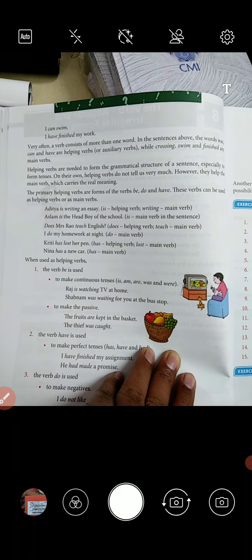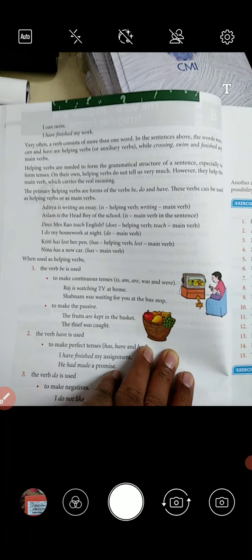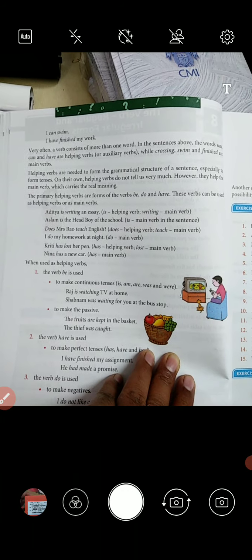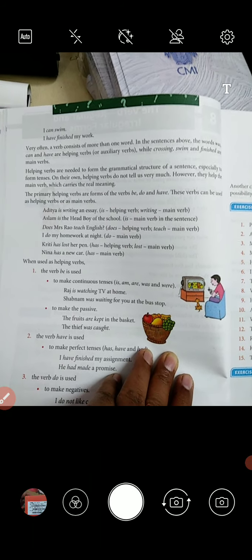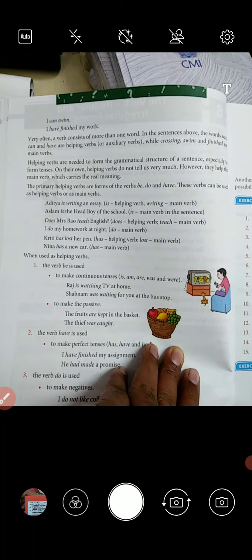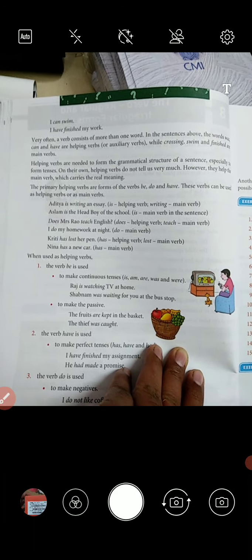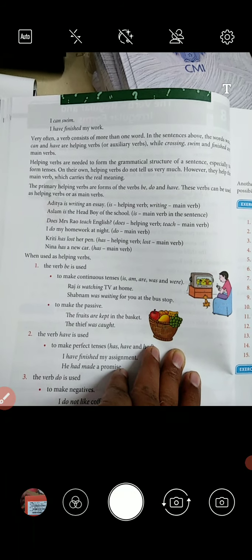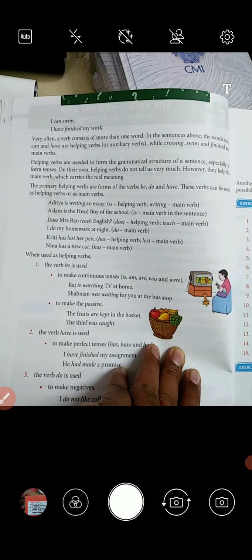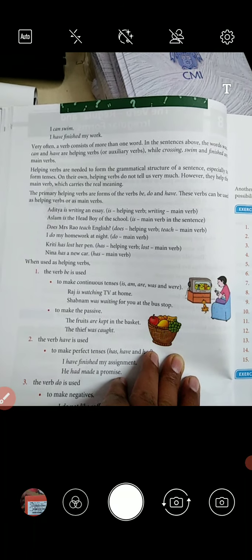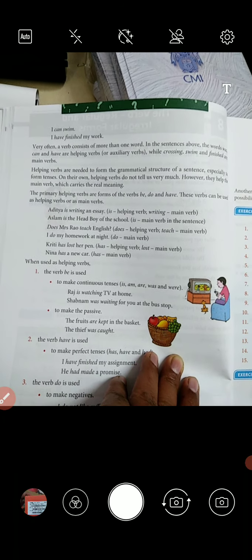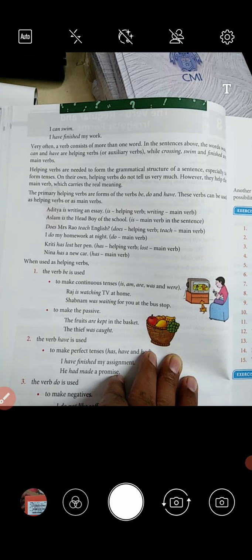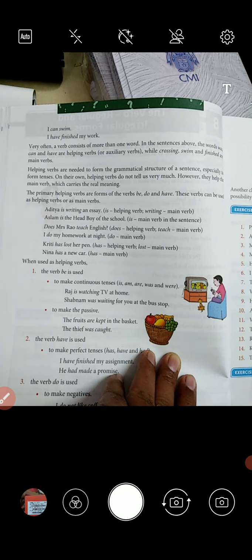Now look at these sentences. Aditya is writing an essay. So in this sentence, what is the action he is doing? He is writing. So writing is the main verb. And we have another word, is. So is is the helping verb. Now look at the second sentence. Aslam is the head boy of the school. Now which is the noun? The noun is Aslam.